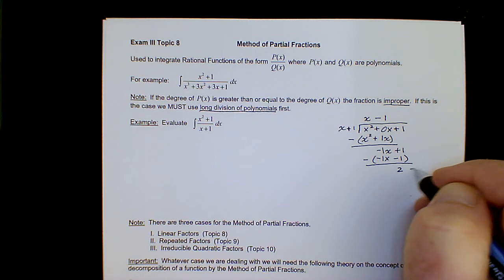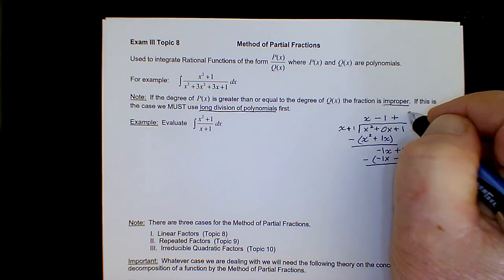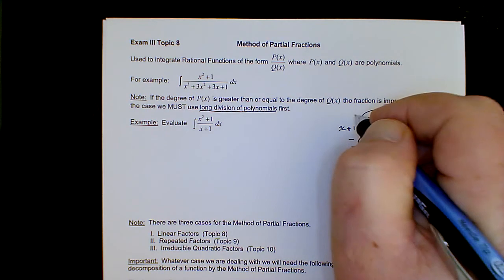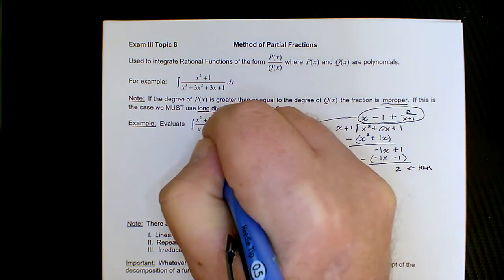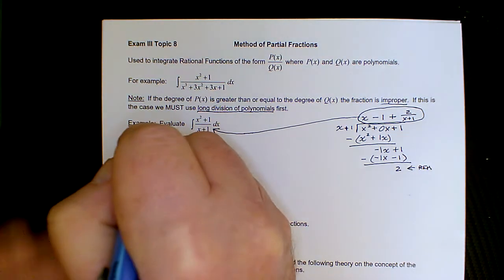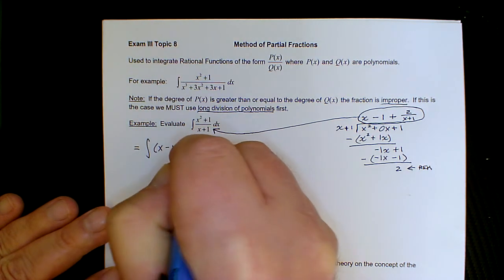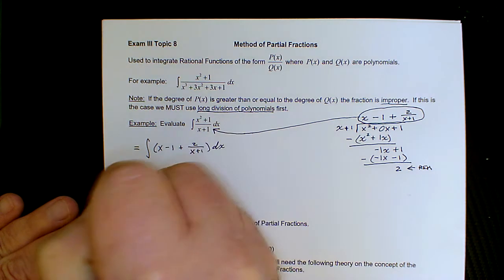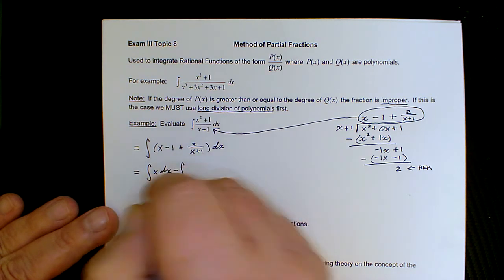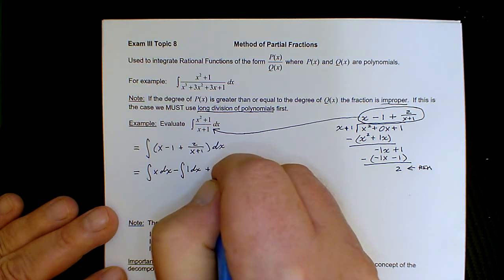So here's our remainder, and our remainder goes over the divisor of x plus 1. So this expression is now equivalent to what we had started with. So this is equal to the integral of x minus 1 plus 2 over x plus 1, all with respect to x, and now we can integrate. Let's separate this into 3 integrals just to make the integration clear. So the integral of x with respect to x minus the integral of 1 with respect to x plus, let's factor the 2 out of the numerator there.